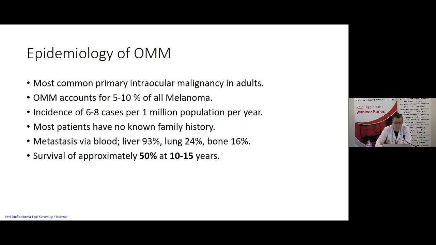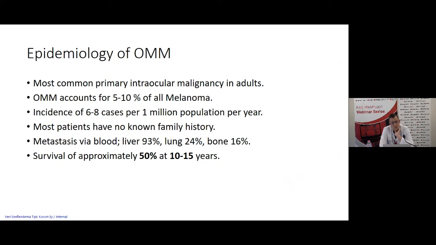Okay, it sounds a little bit complicated, but I'm going to make it simpler. So what is a melanoma? Melanoma in the eye is the most common primary intraocular malignancy for adults. So at the age of 18 and above, the most common malignancy in the eye, like a malignant tumor, like a bad tumor in the eye, is melanoma.